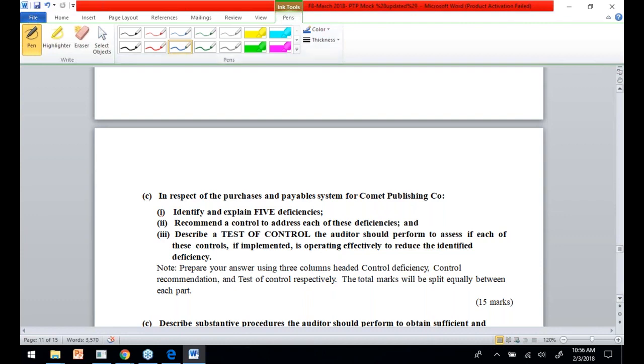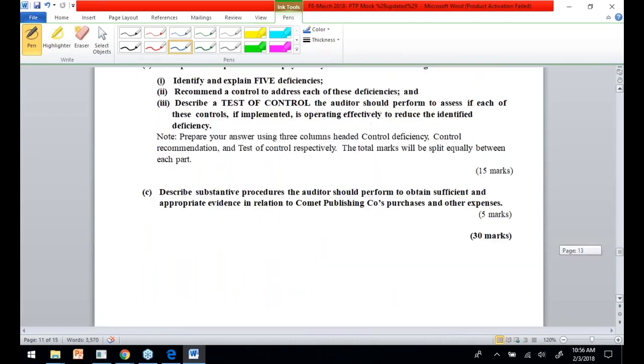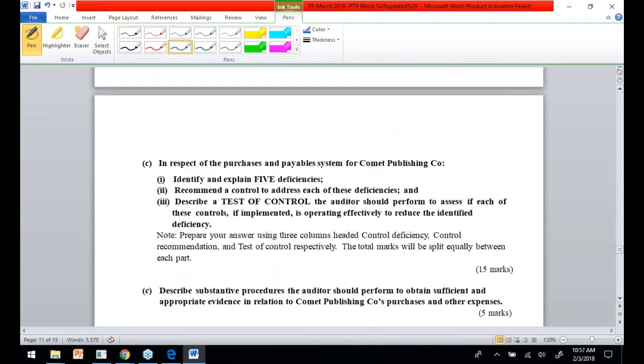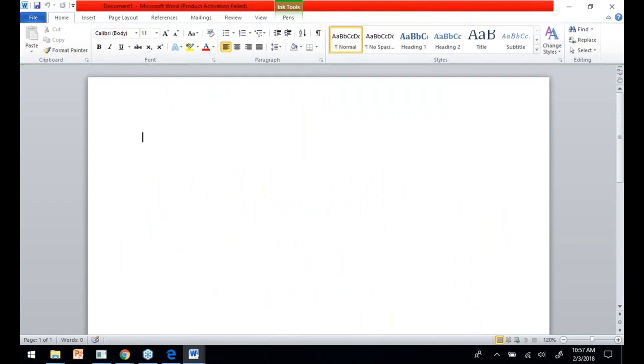So the requirement that we are going to be focusing on is this. Identify and explain 5 deficiencies. Recommend a control to address each of these deficiencies. Describe a test of control the auditor should perform to assess if each of these controls, if implemented, is operating effectively. Now, a lot of students ask how these questions are answered. Let me open a separate file here in order to make scribbles.